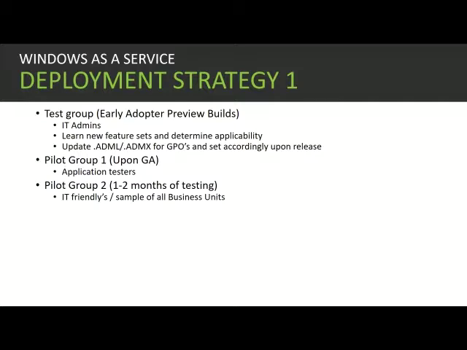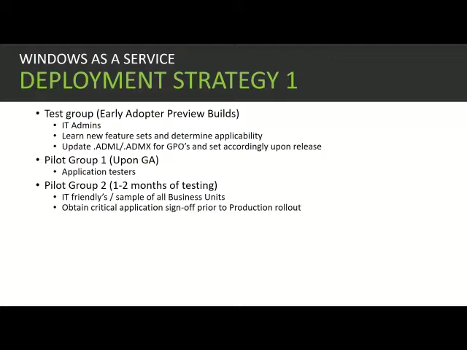So your IT friendlies, right? A sampling of all your business units. Whether you're manufacturing or retail, get a sampling of all the different environments that you have. Call it a pilot group, and make sure they're friendly to IT and provide feedback to make sure it's going to be a smooth rollout in production.